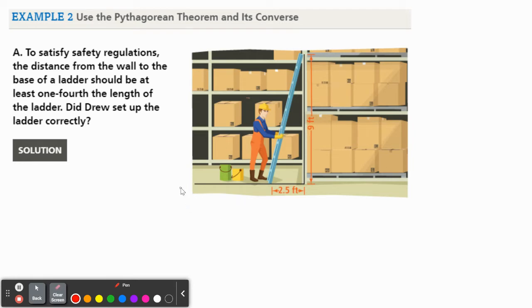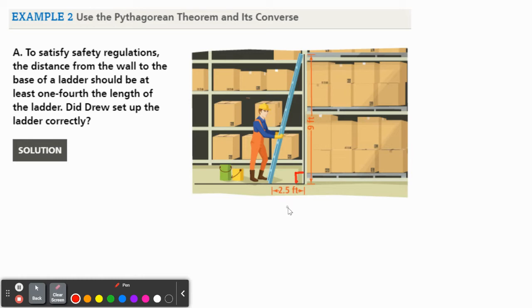So first and foremost, in order to determine this, we need to find the length of this ladder. They give us two measurements, 2.5 here and 9 here. We're going to assume that the shelving is perpendicular to the ground. There's your right angle, and here's our right triangle.